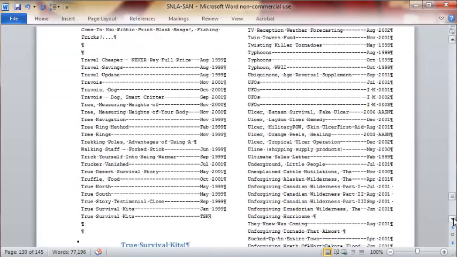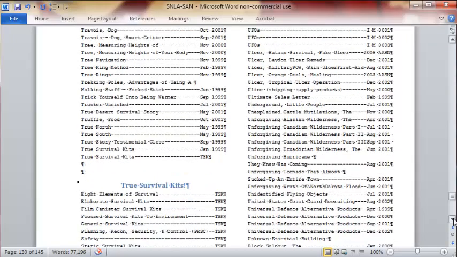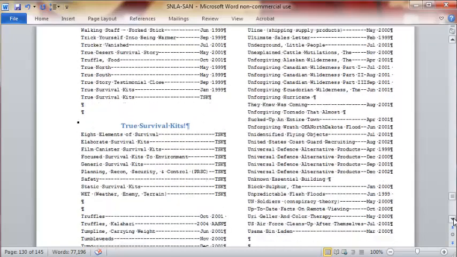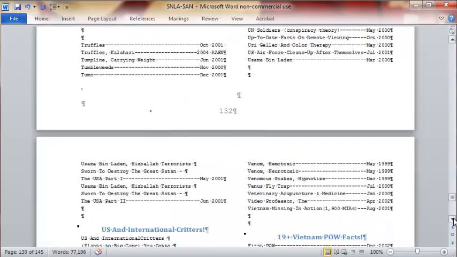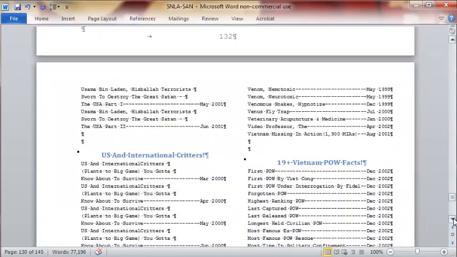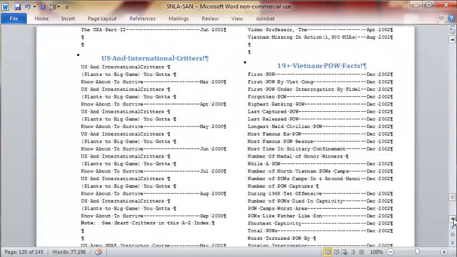And we're coming up on true survival kits. Again, they must satisfy the 8 elements of survival, which are fire, water, shelter, first aid, signal, food, weapons, and navigation. Then we've got U.S. and international critters, 19 Vietnam POW facts.